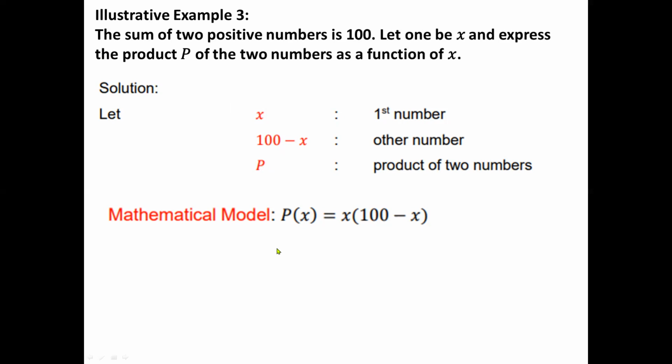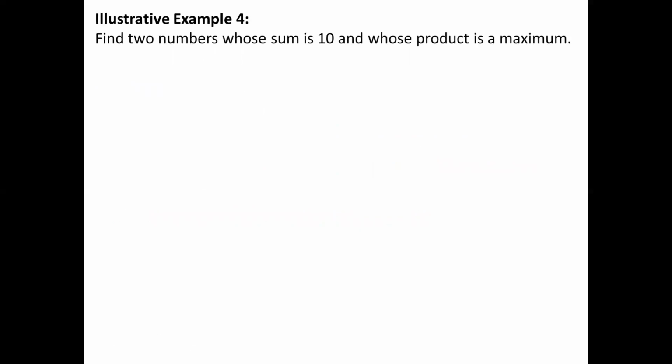Now since we already have the model, I think kailangan pinapahanap eh. Okay? To create a model. And the model that we have created is P of x equals to x times 100 minus x in this given illustrative example number 3. Now let us have illustrative example number 4. Find two numbers whose sum is 10 and whose product is maximum. Ano daw yung dalawang number na kapag ginad natin is 10, pero ang product nila is actually the maximum.